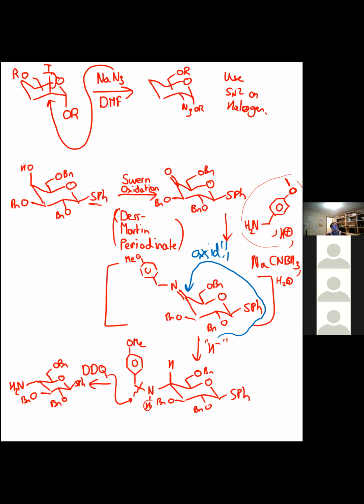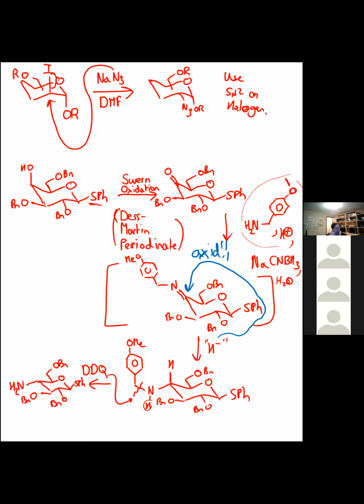And the nice thing about the DDQ is it's very, very selective. You can have any kind of thing on that nitrogen if you can get rid of it. A lot of other conditions are going to be a lot harsher to break a carbon-nitrogen bond. This is about as gentle as you can get and selective. So we found a way here to introduce nitrogen as well.